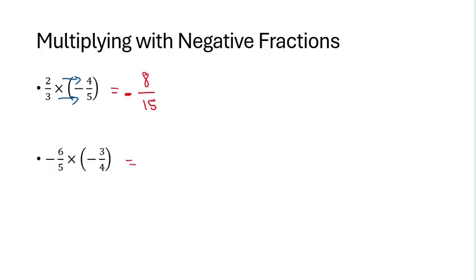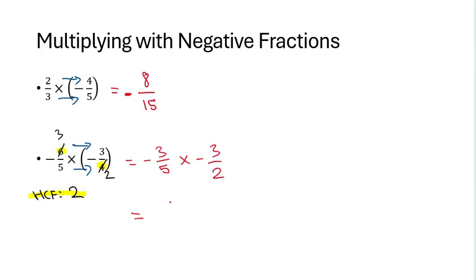And then over here, I don't see any diagonals. So let's just keep going. I end up with 6 times 3 is 18. And then 5 times 4 is 20. Actually, there is a diagonal. I forgot. It's right here. It's 6 and it's 4. The highest common factor is just 2 between the two of them. Okay? So what happens now is I rewrite this as 3, rewrite this as 2. So let's just rewrite the whole thing. Negative 3 over 5 times negative 3 over 2.